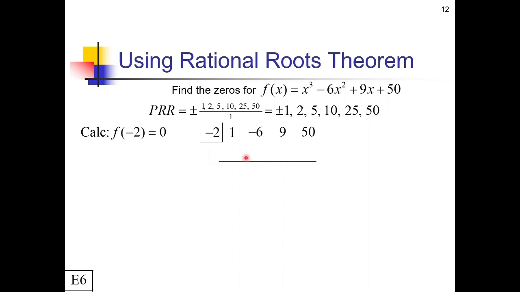Let's do our line and bring down our first coefficient. Negative 2 times 1 is negative 2, plus negative 6 is negative 8, times negative 2 is 16, plus 9 is 25, times negative 2 is negative 50. This is a good sign. This is adding up to 0 for our remainder. So we've confirmed that this is one of the roots. We have x plus 2 as a factor. And then 1x squared, just like on the last example, minus 8x plus 25, all of that equaling 0 now.